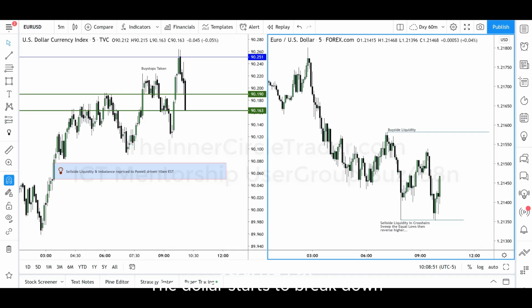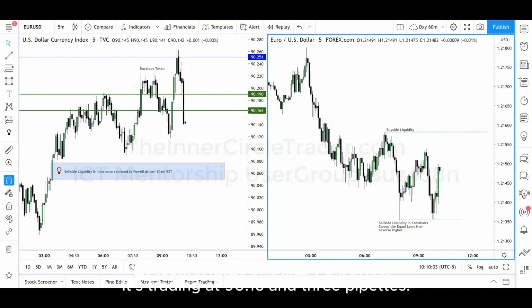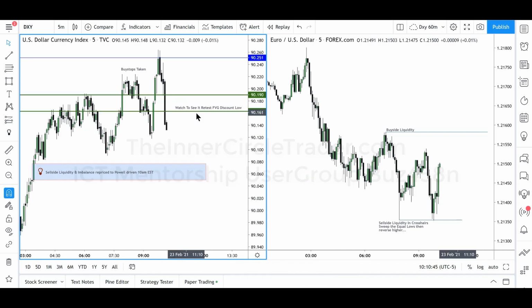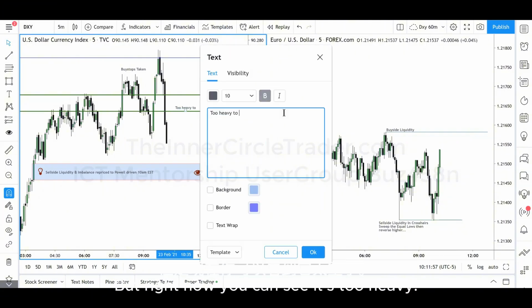All right, the dollar starts to break down, and I'm going to look at the bottom of that fair value gap on the dollar. It's trading at 90.16 and 3 pip bets. I say that it's likely to retrade back up into that. Watch and see if it does. If it does, it could potentially sell off into that area I'm putting the eyeball at now. That's what I'm anticipating or having the likelihood of. If it does, then it's great. But right now you can see it's too heavy.